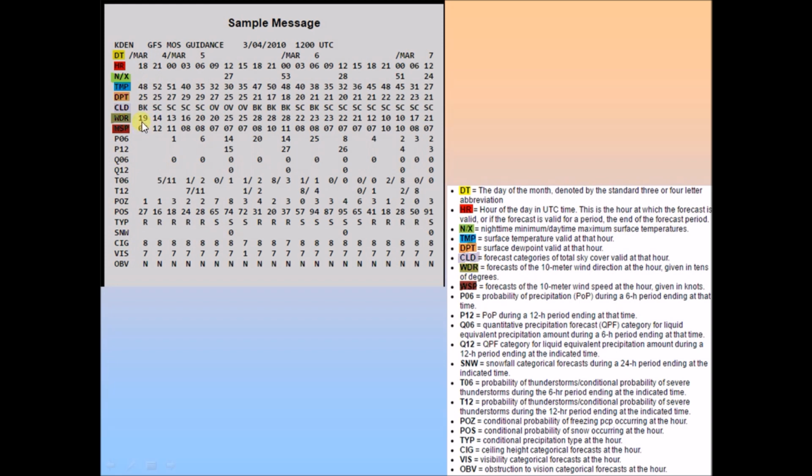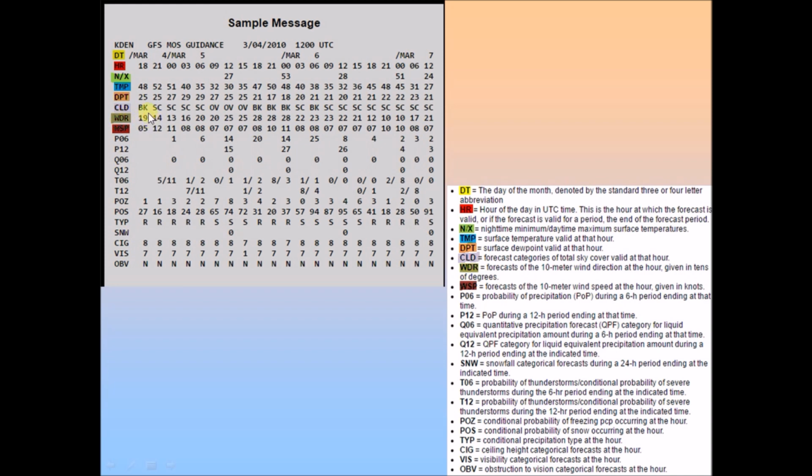So here, if you look at this first one, it says 19 at 18Z, and then 14 at 21Z, 13 at 0Z, 16 at 3Z, so on and so forth. Well, if you remember a unit circle from high school, you know that if you put north, south, east, and west on things, north being 360/0, east would be 90 degrees, south would be 180 degrees, and west would be 270 degrees. This is how we read the wind speed and direction.